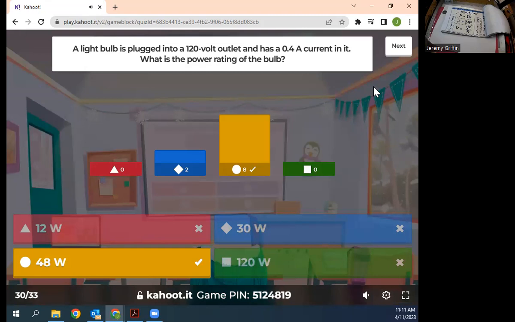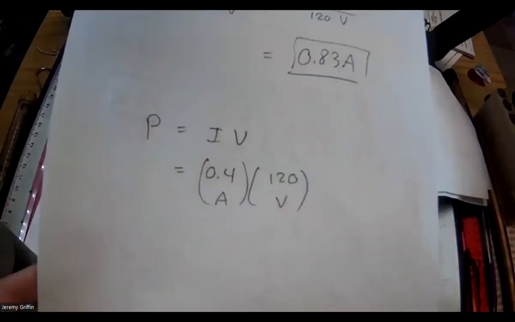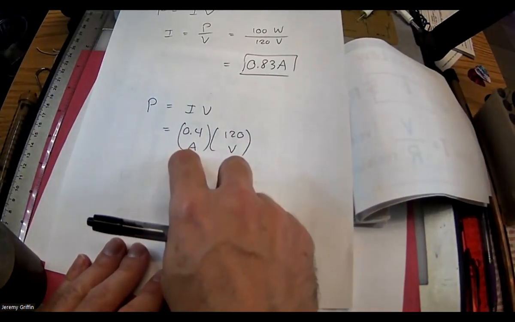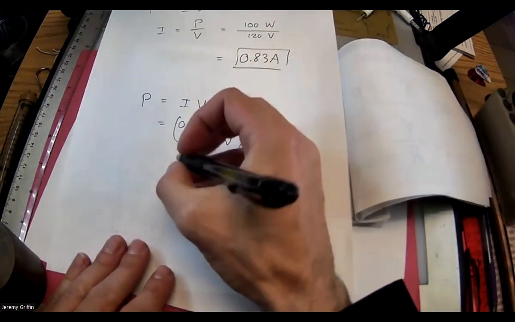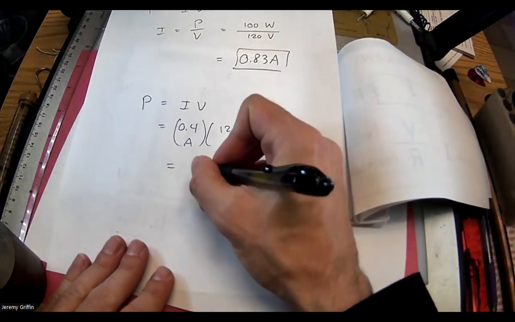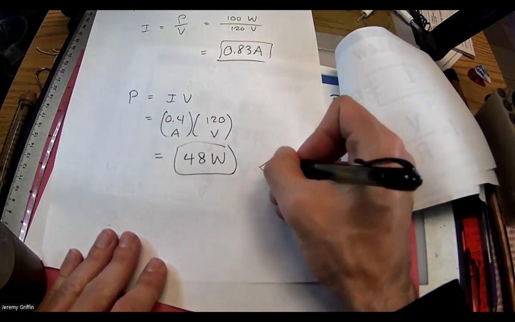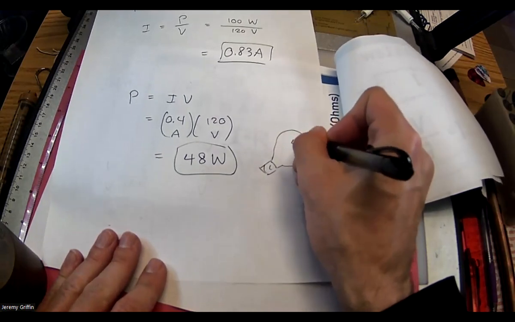Yeah, nice. 48 watts. Okay. So this is just straight P equals IV. Power is current times voltage. Got that. There's the current in amps. There's the potential difference in volts. So it's 48 watts. You might see a light bulb that has 48 watts stamped on it.